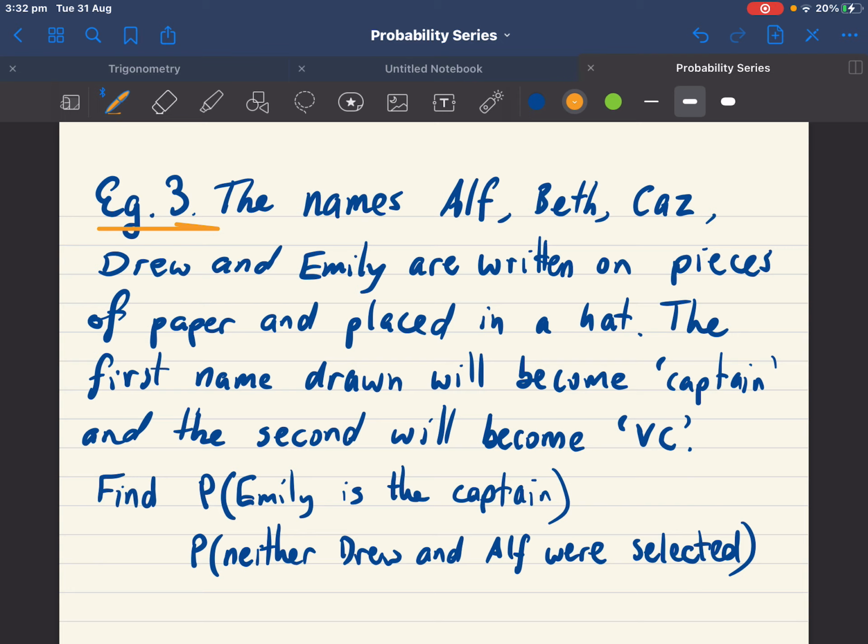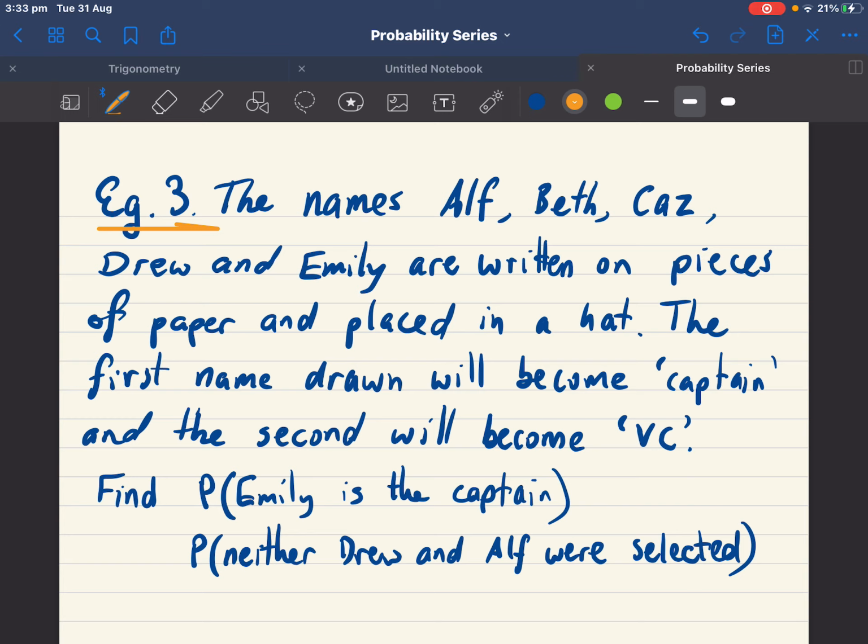All right, so the names Alf, Beth, Kaz, Drew, and Emily are written on pieces of paper and placed in a hat. The first name to be drawn will become the captain of the team, and the second will become the VC, or vice captain. All right, so that's the situation, right? So there's 5 pieces of paper, a name on each one.